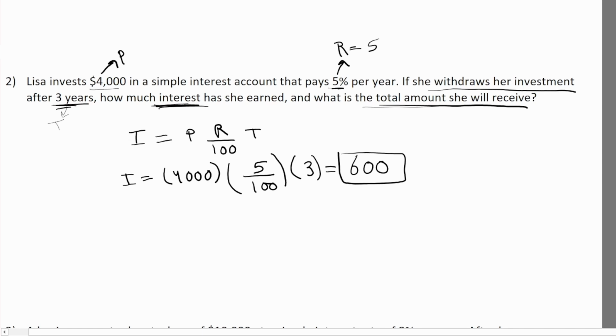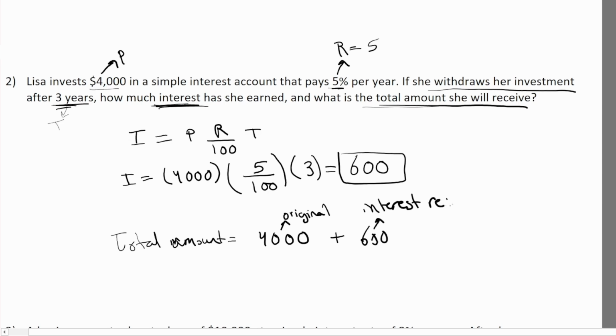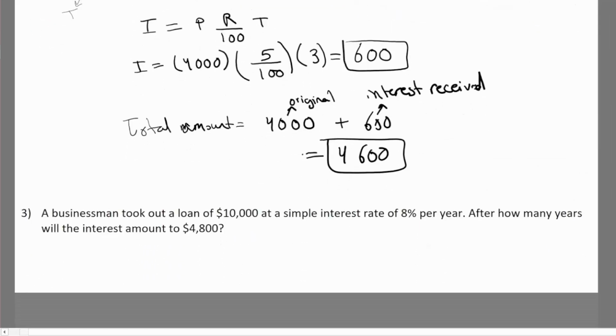If I withdraw all my money, the question is how much money do I have? Well, the total amount or the total money will be basically the original that I had, which was 4,000. This is what she originally invested, plus 600. This is the interest received, okay, over the period of 3 years. So $4,600. This is the total amount she will receive. I hope this question was clear.